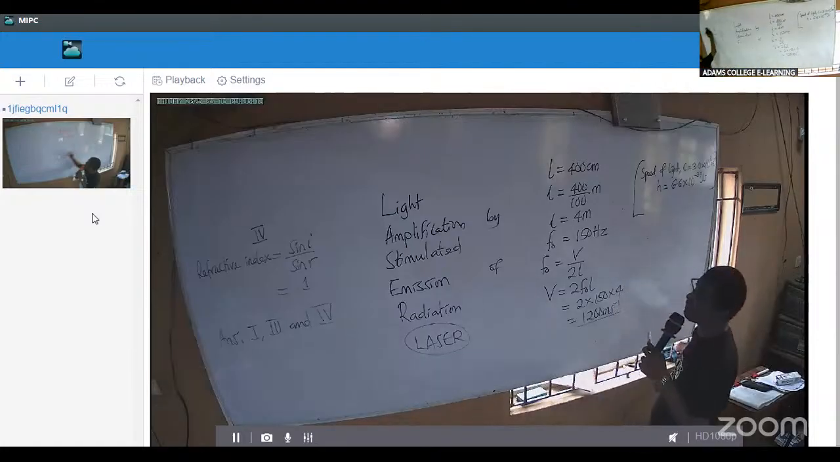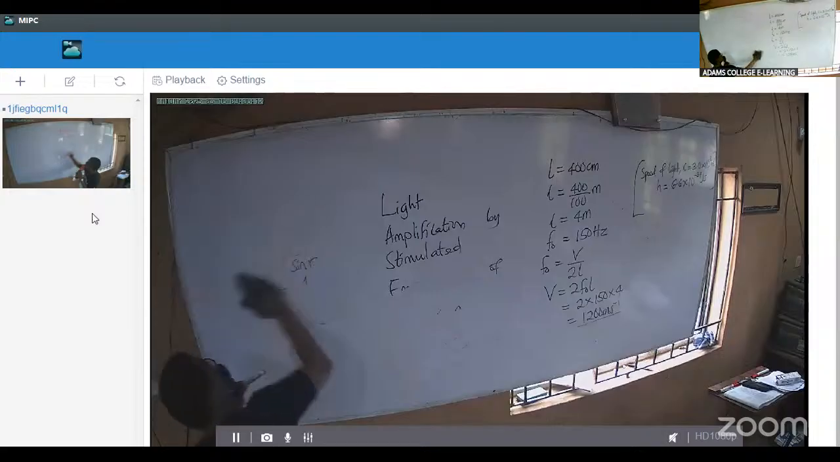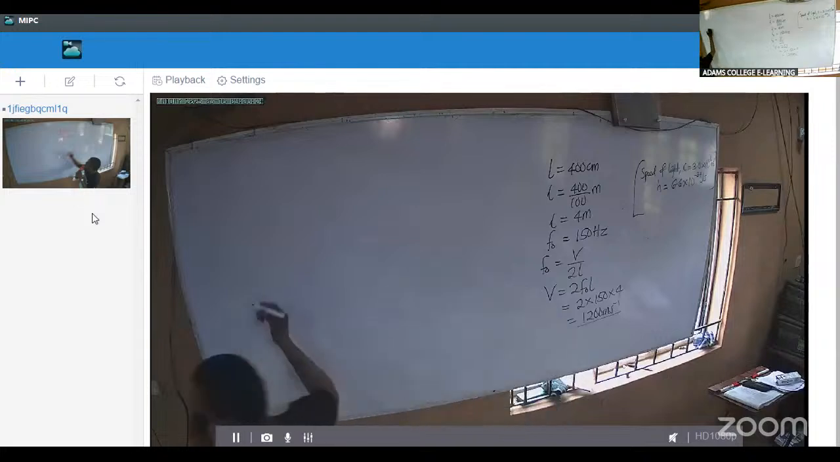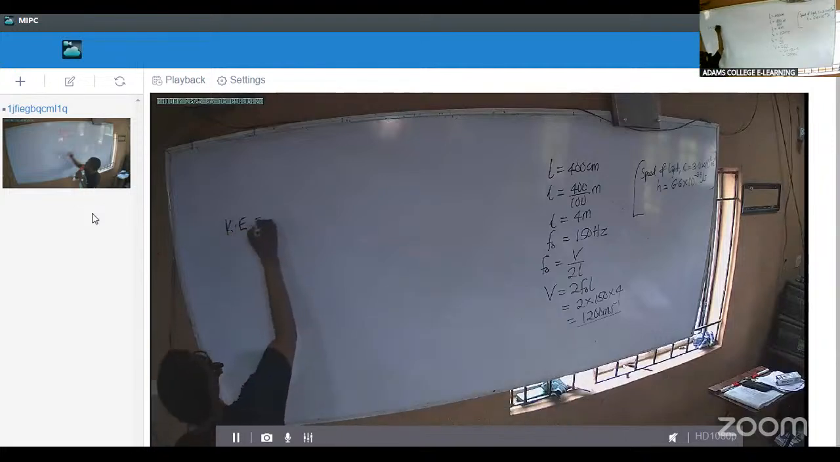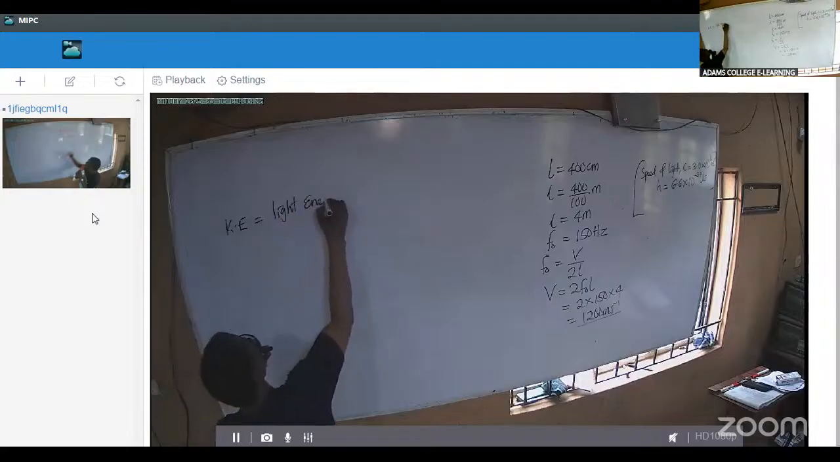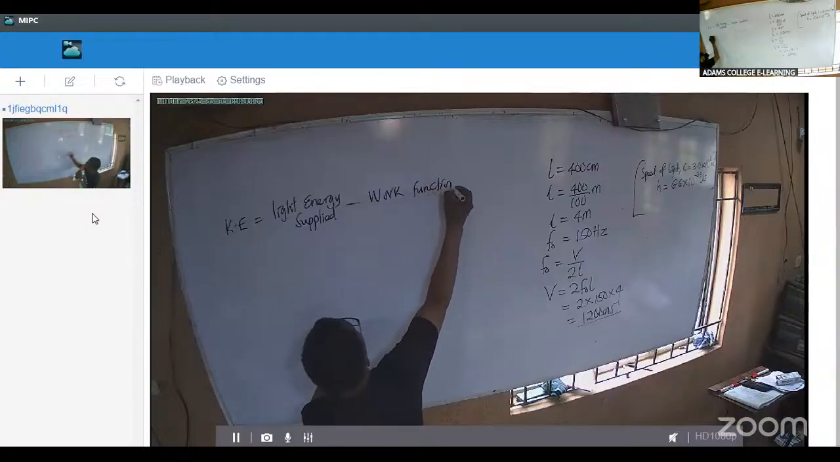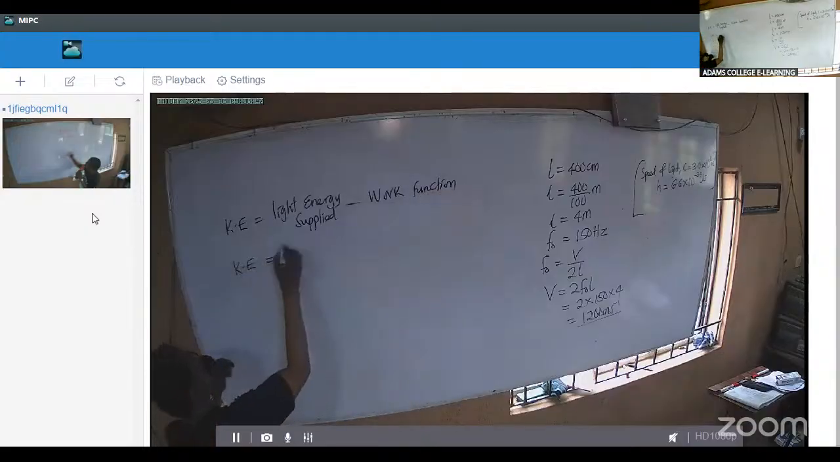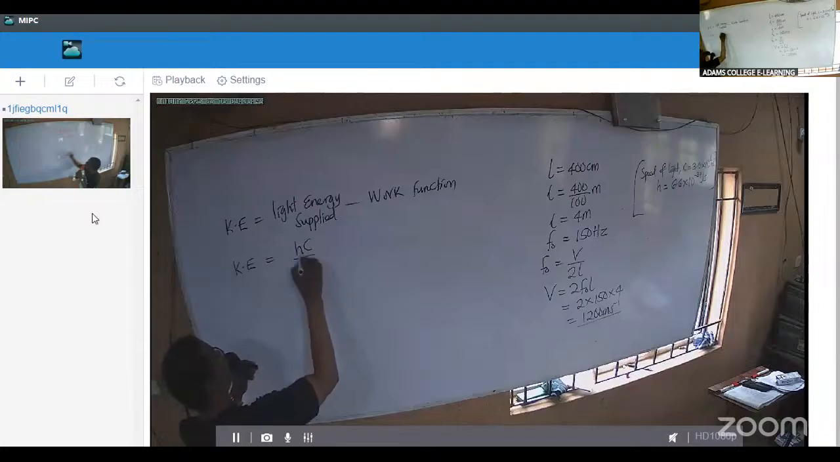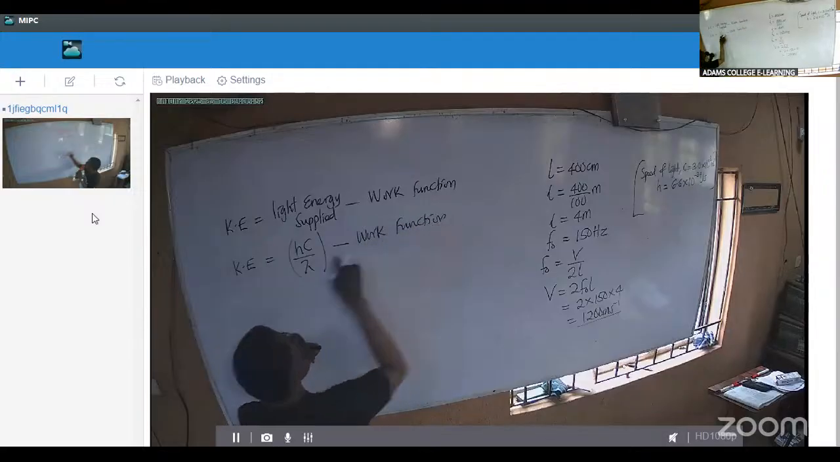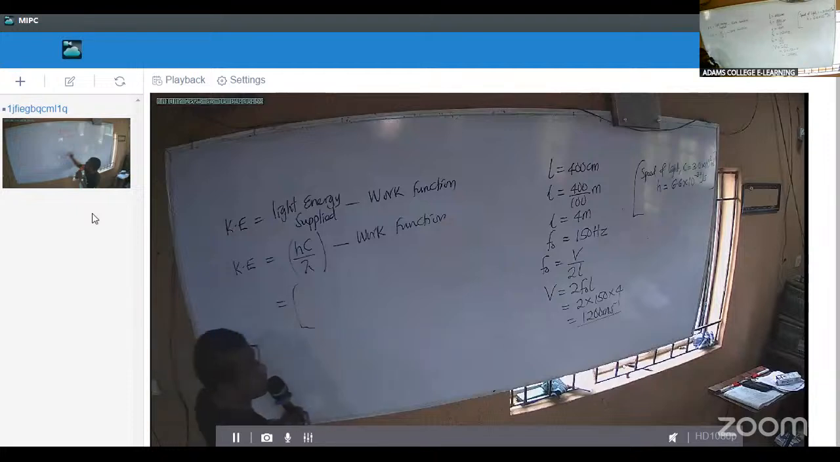Yes, how would you find kinetic energy? KE. If you go back to your note, you see the formula there. KE equals light energy supplied minus the work function. So our light energy supplied is what? hc over lambda. Go and check your notes. Or you can say hf. What's the h that they gave us? h is 6.6 times 10 to the minus 34.